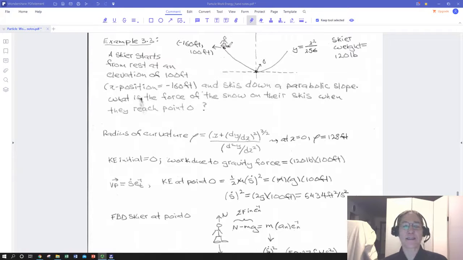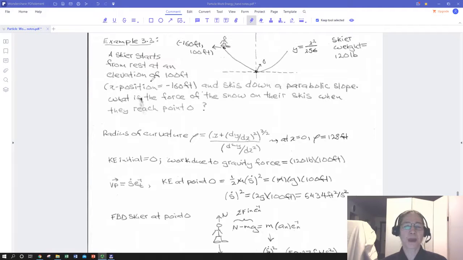He starts from rest, so maybe it's like a ski jumper starting. So his initial velocity is 0, his initial kinetic energy is 0. The work done due to gravity to get him from the starting point down to the point of interest is the force of gravity, which is his weight of 120 pounds, times the vertical distance traveled, so 120 pounds times 100. So our initial total mechanical energy is just the potential energy. When he gets to this point, he will have only kinetic energy.